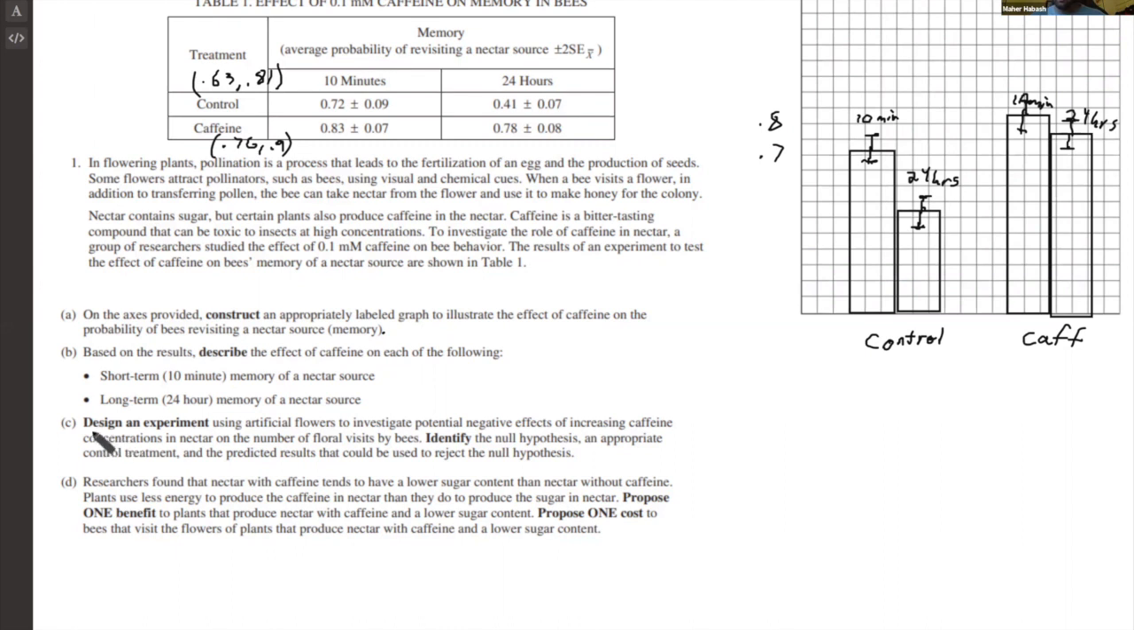this one's going to be pretty important. So for sure, everyone, I'd like to see if you can type it into the chat so I can kind of grade as many as possible, even though they might be similar. So go ahead for C. Design an experiment using artificial flowers to investigate potential negative effects of increasing caffeine concentrations in nectar on the number of floral visits by bees, identify the null and appropriate control, and predicted results that could be used to reject the null. Okay, take 1 or 2 minutes. Very important question.